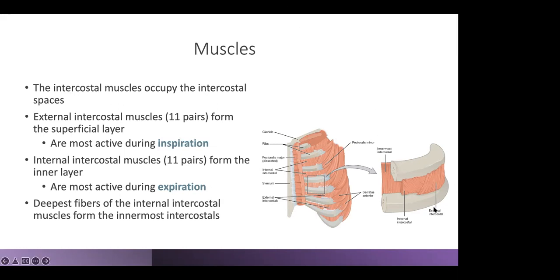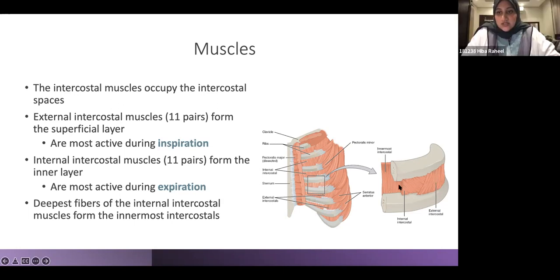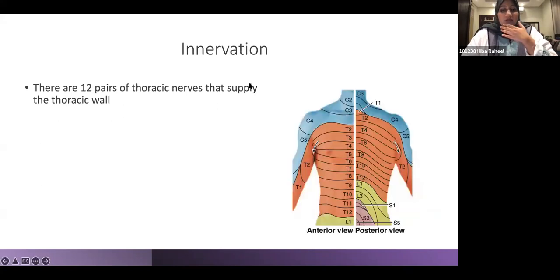Okay. So here, it's the external intercostal, then we have the internal intercostal, and then the innermost intercostal. And then on top of that, you have stuff like pectoralis major, pectoralis minor, and the serratus anterior, all attaching to the sides, okay? All right, now this is very important.